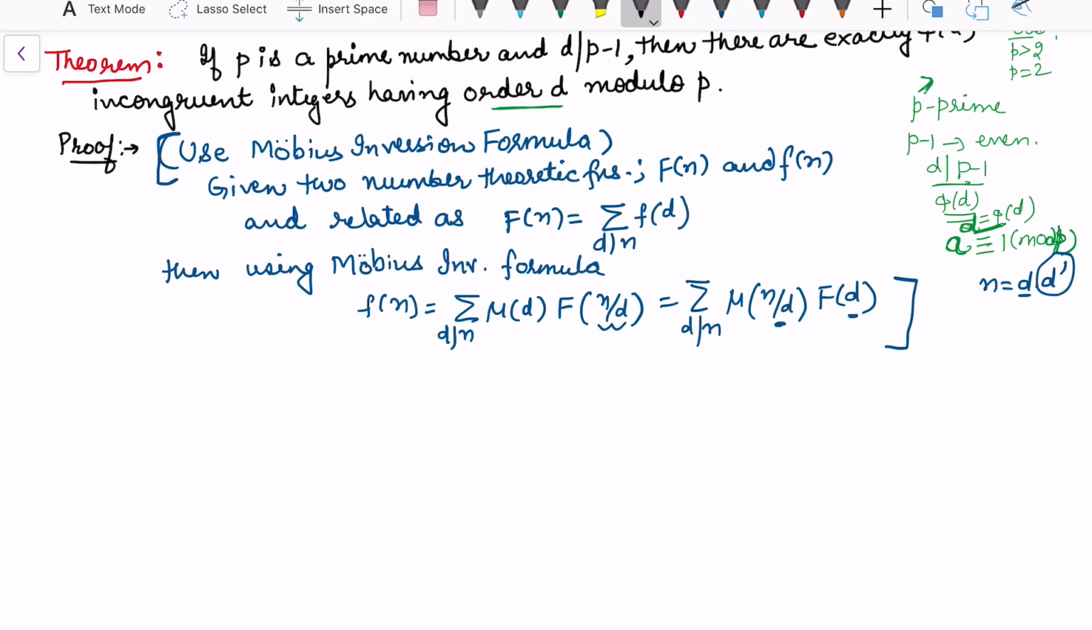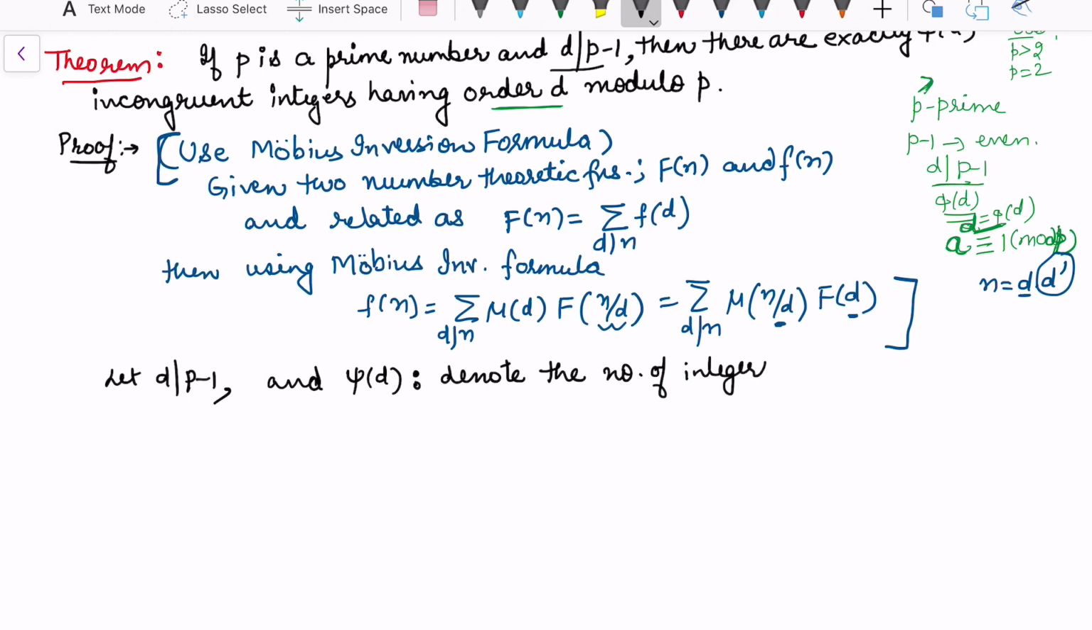Now let's start proving this case. What is given to me is, let d divide p minus 1. So this is given to us: p is a prime and d divides p minus 1. And let us say xi(d), this is a notation that I'm using, denotes the number of integers k such that k lies between 1 and p minus 1 that have order d modulo p.